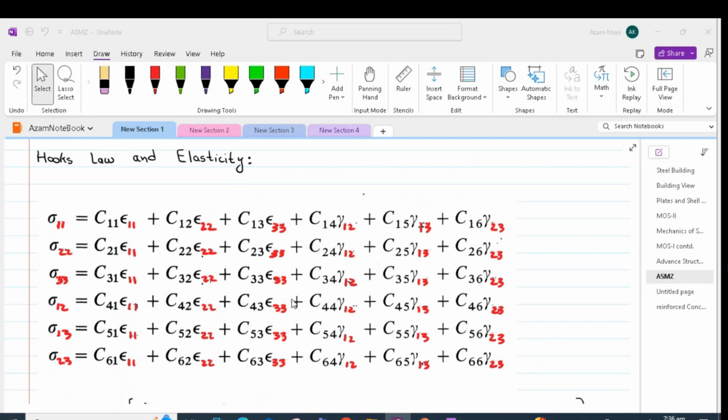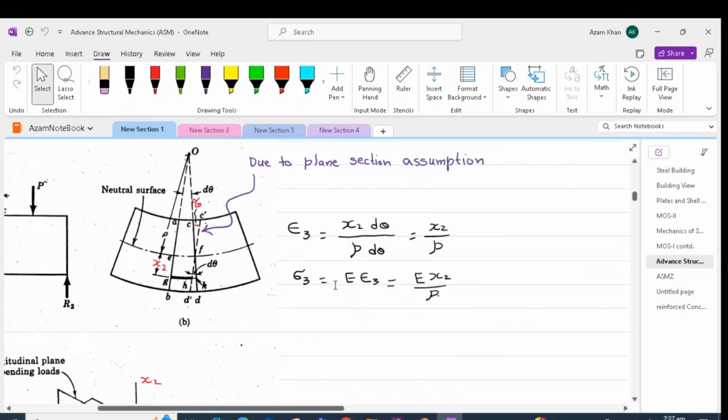We now discuss Hooke's law and elasticity. In the one-dimensional linear elastic case, our stress was proportional to strain, and we use the simple Hooke's law: stress is equal to E times strain. Our E is the modulus of elasticity, which is a property of the material. Therefore, in the one-dimensional case, only a single material property is required to relate stresses with strains.